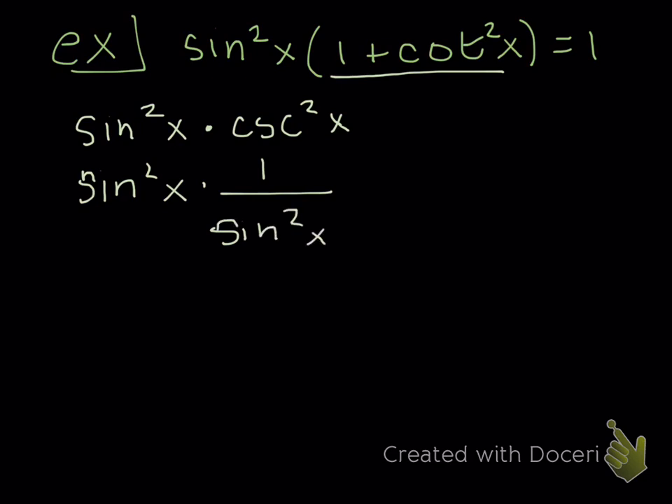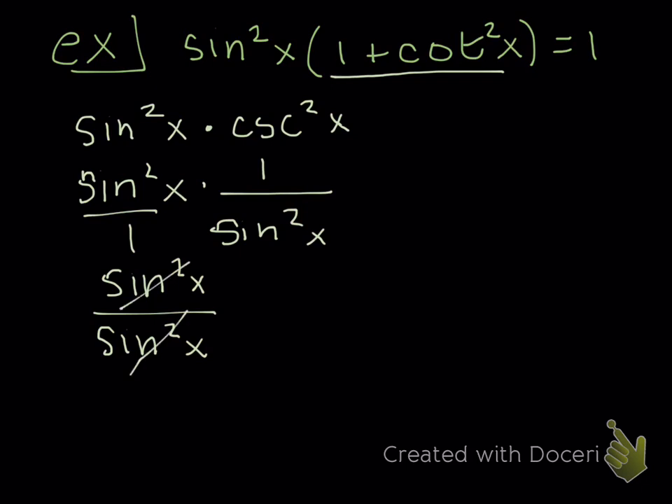And now when I multiply these together, I get sine squared of x over the sine squared of x. And when you have the same thing top and bottom, they're going to cancel out, and I'm left with 1. So again, that's a different way to go about the same exact problem. So all of these problems have several different ways to approach them. So that's all for today. We'll pick up with this in class tomorrow.